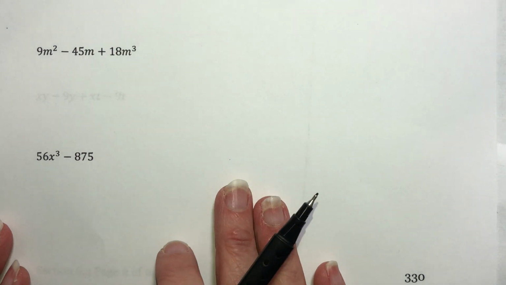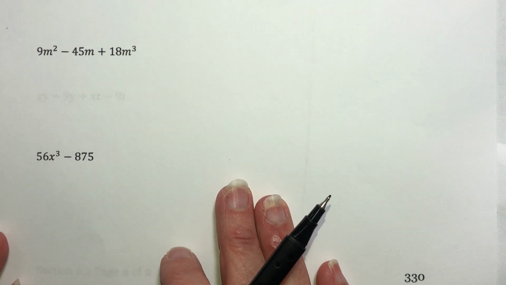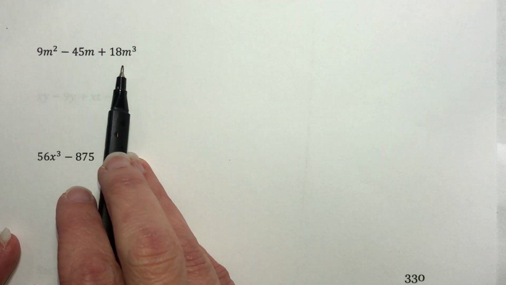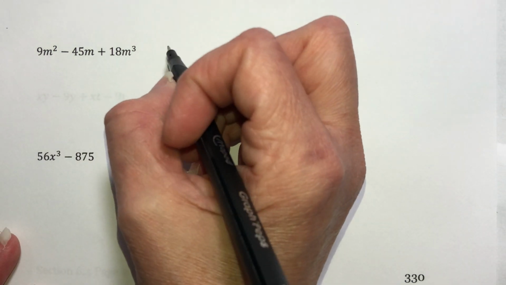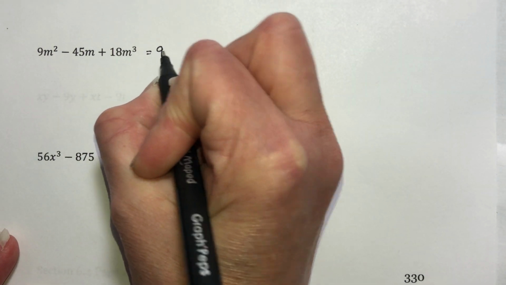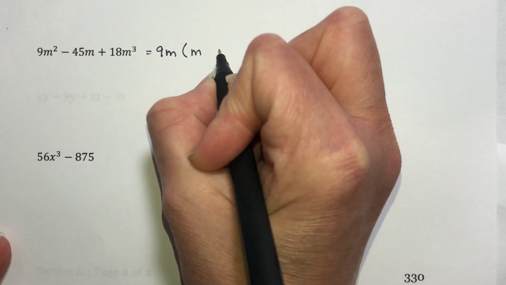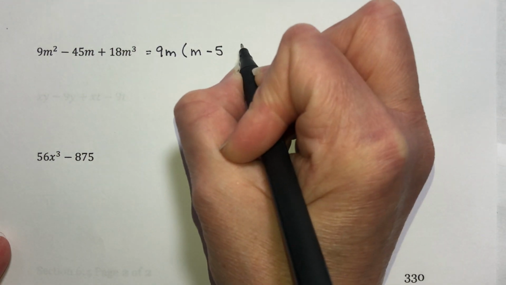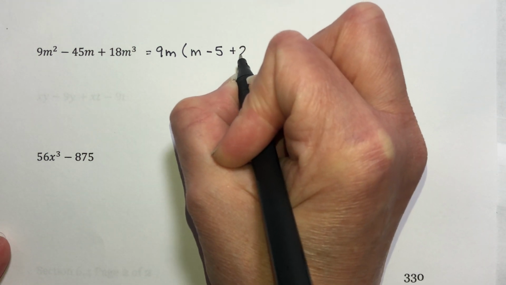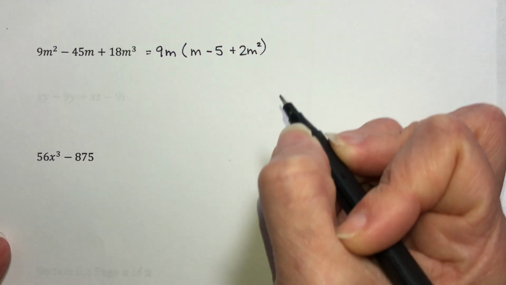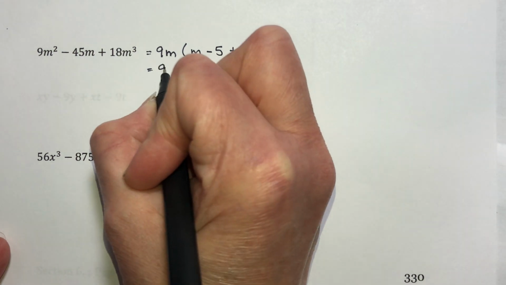Okay, let's look at 9m squared minus 45m plus 18m cubed. Our first step is always to look for a GCF. Every number here is divisible by 9, and I have at least one m in every one of them. So I can factor out a 9 and an m. Let's see where we get. That gives me m minus 5 plus 2m squared. Now I'm going to rearrange this.